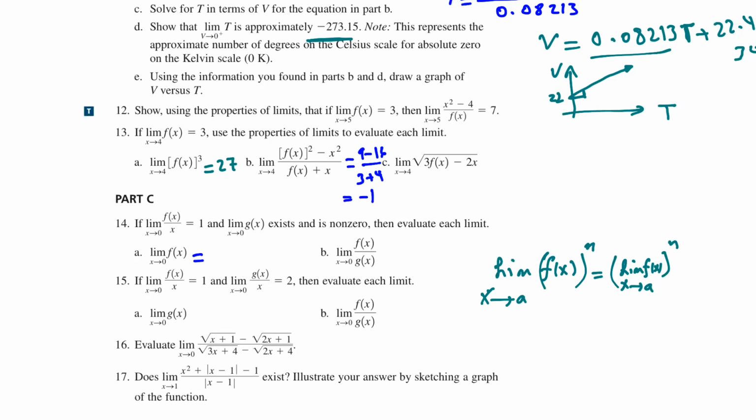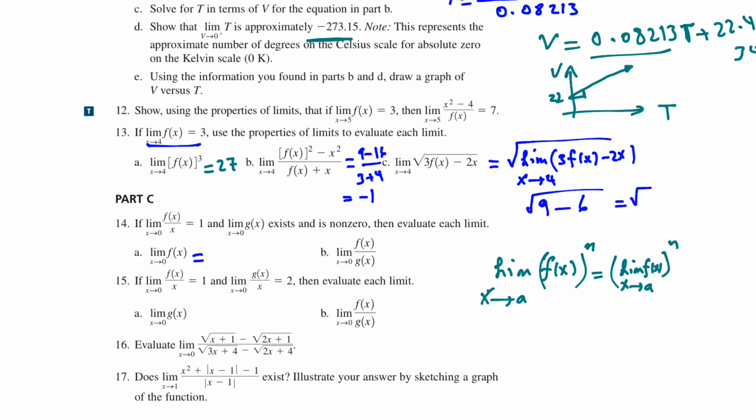Part C, the limit of a radical and the square root of the limit are the same. So this limit would be the same as the square root of the limit of 3f of x minus 2x as x approaches 4. The limit of 3f of x as x approaches 4 is 3 times 3, 9, minus the limit of 2x, which is 2 times the limit of x, which is 6, all under a square root. It is the square root of 3.